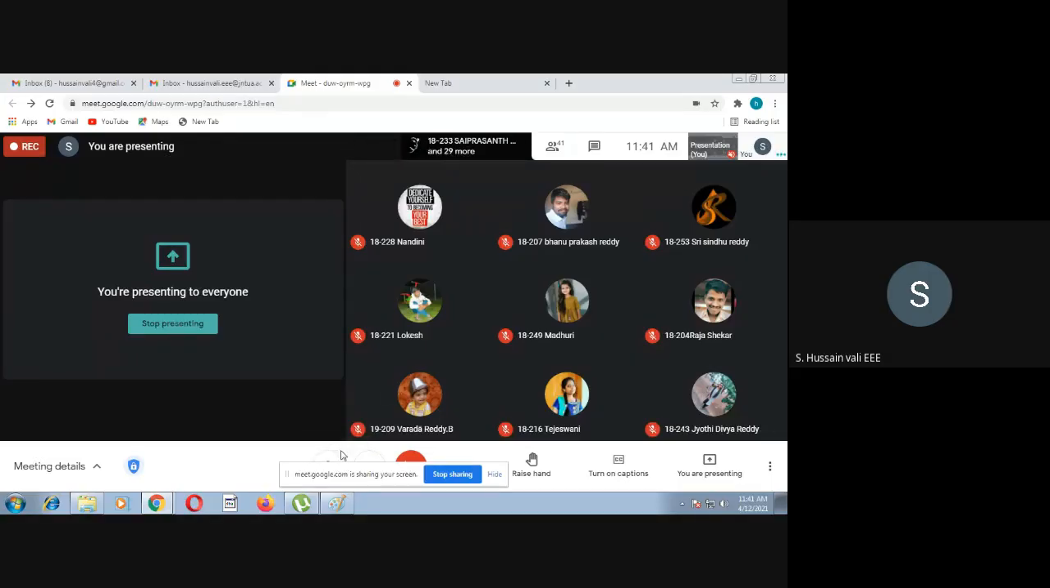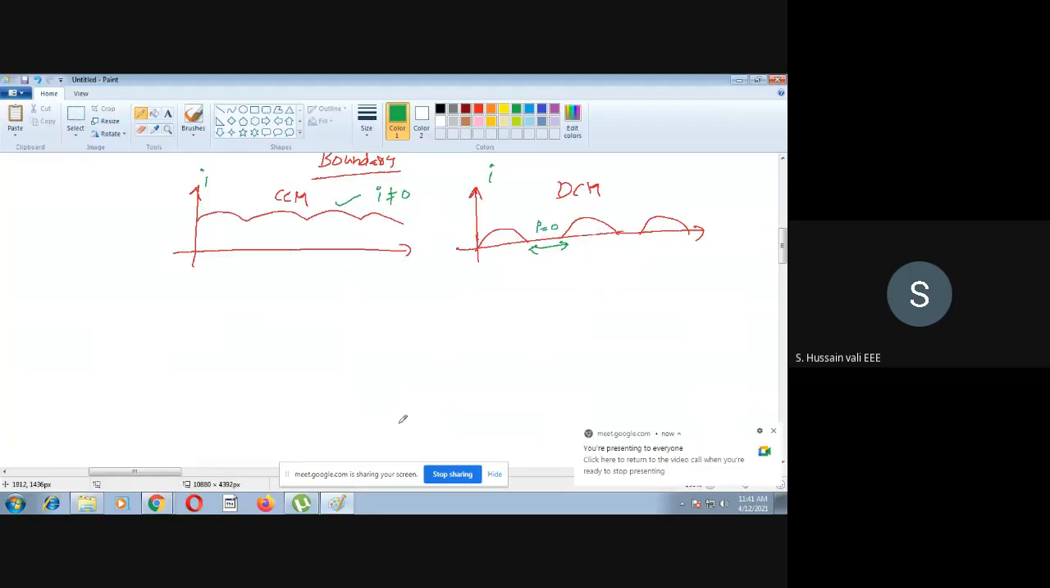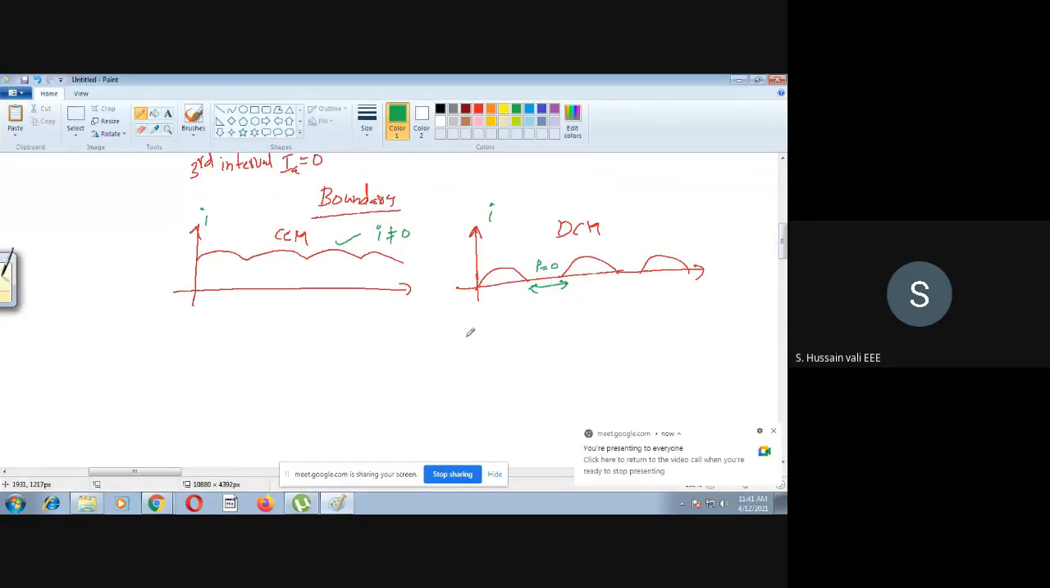Yes, so now you see here, there is a boundary. So I will tell you what the boundary is here. Boundary in the sense, see, this is a continuous conduction mode, so the current never becomes 0. In discontinuous conduction mode, for some duration the current is 0. Now what is the boundary between these two modes?